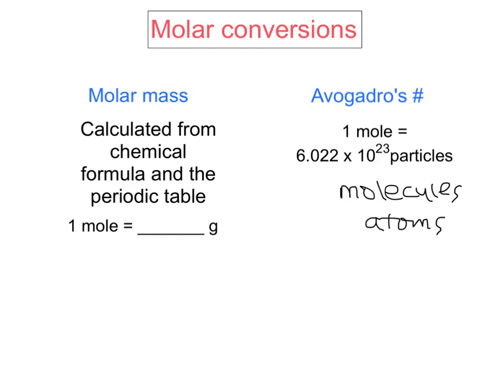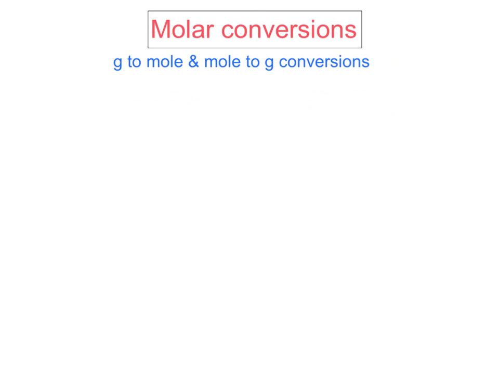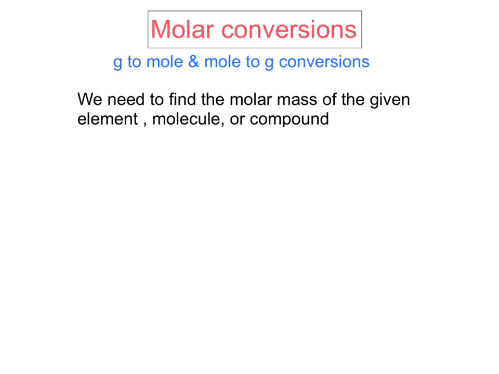The two conversion factors, molar mass and Avogadro's number, we actually have to look at the units. So when we're going from grams to moles, the only one that has grams in its units are molar masses. So we're not going to be using Avogadro's number. So we need to know the molar mass of the given element, molecule, or compound that's given to us in the problem. So we'll take the first example in your notes.